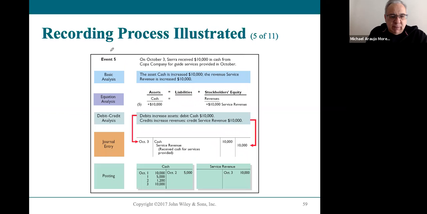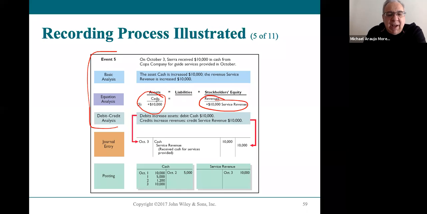Knowing how to do a balance is important. And event number 5, they received $10,000 from doing work, guided services performed. We thought about that. We said, okay, we got a whole bunch more cash because we performed work. That's service revenue. Cash increases on the debit side, service revenue increases on the credit side. And so we put it in the journal. This is the first place accounting really starts in terms of that collection process. October the 3rd, debit to cash of $10,000, credit to service revenue of $10,000.